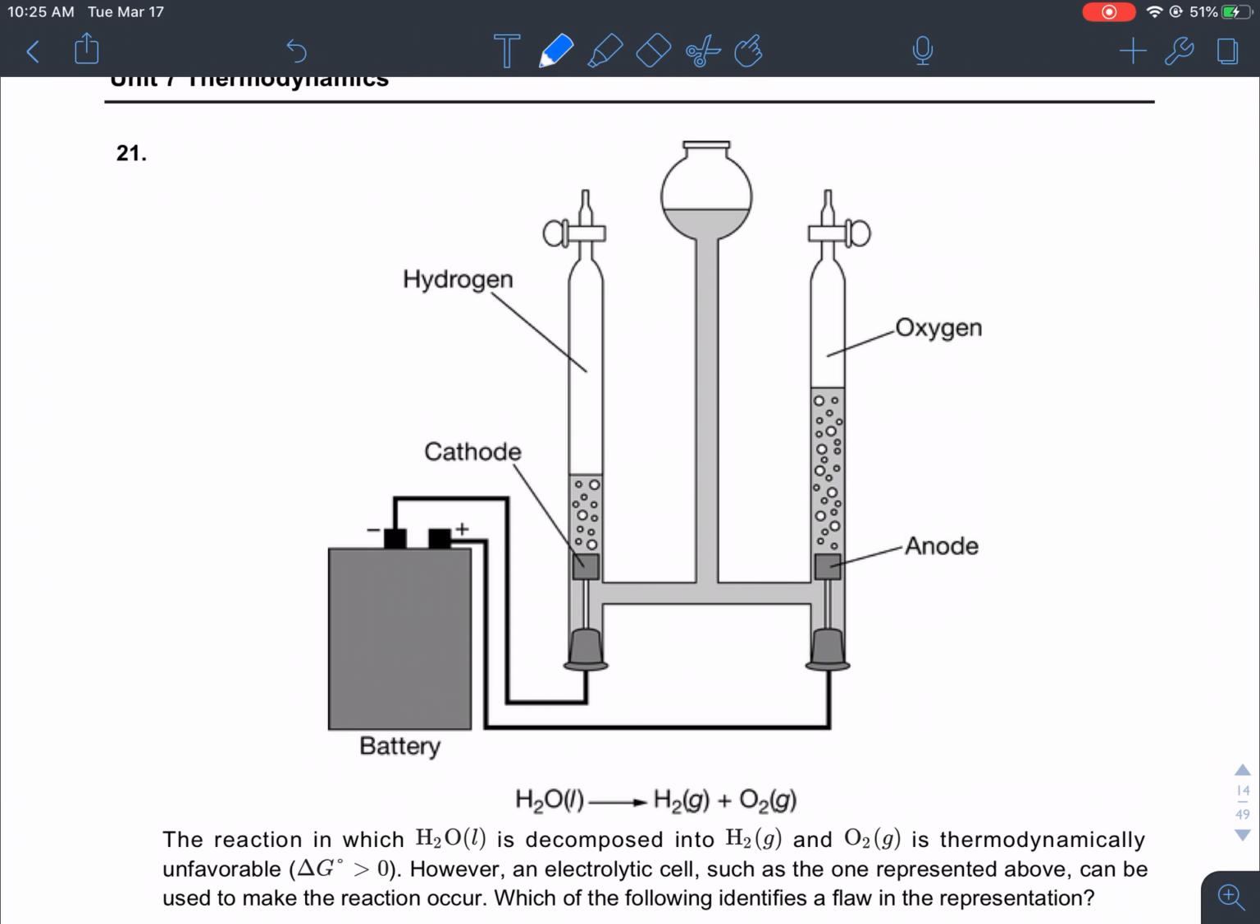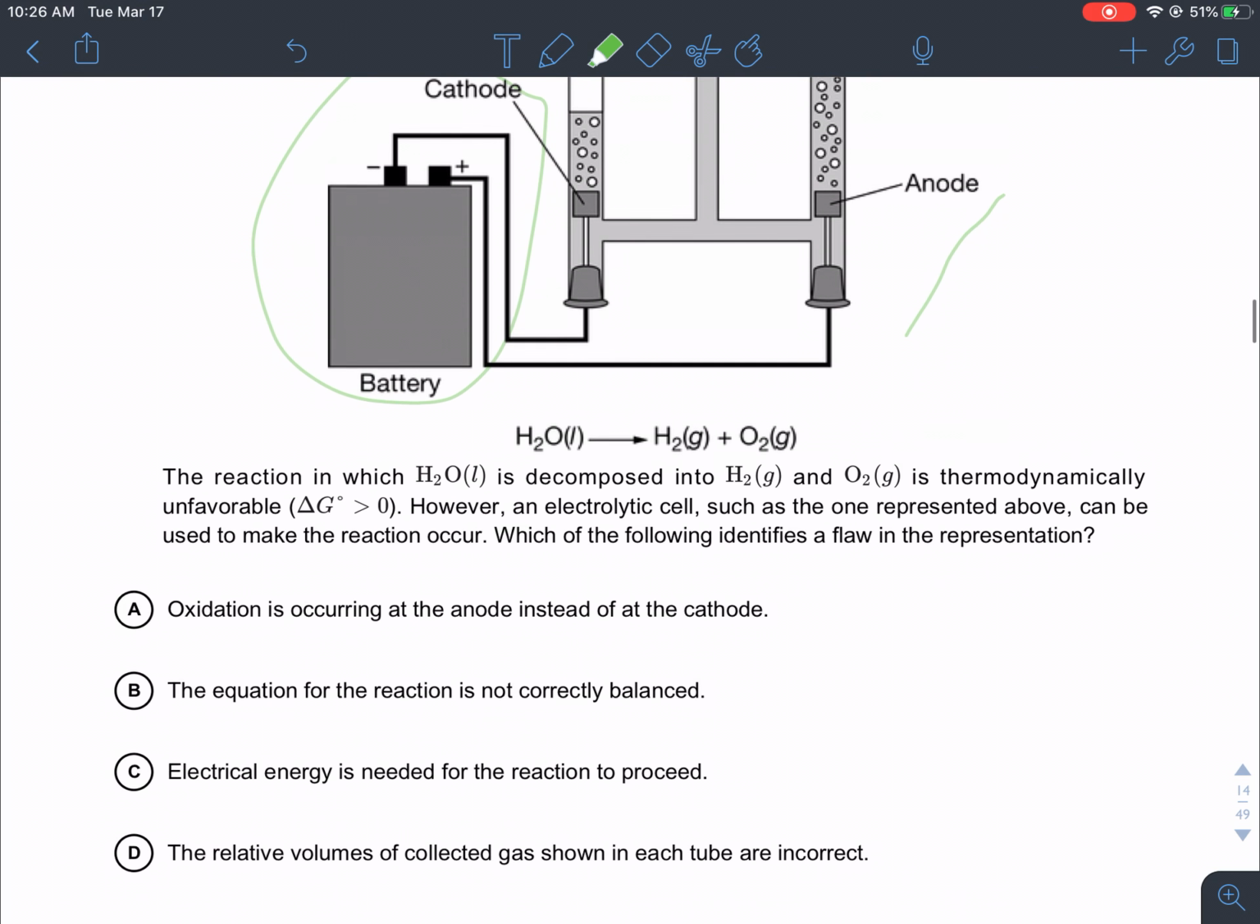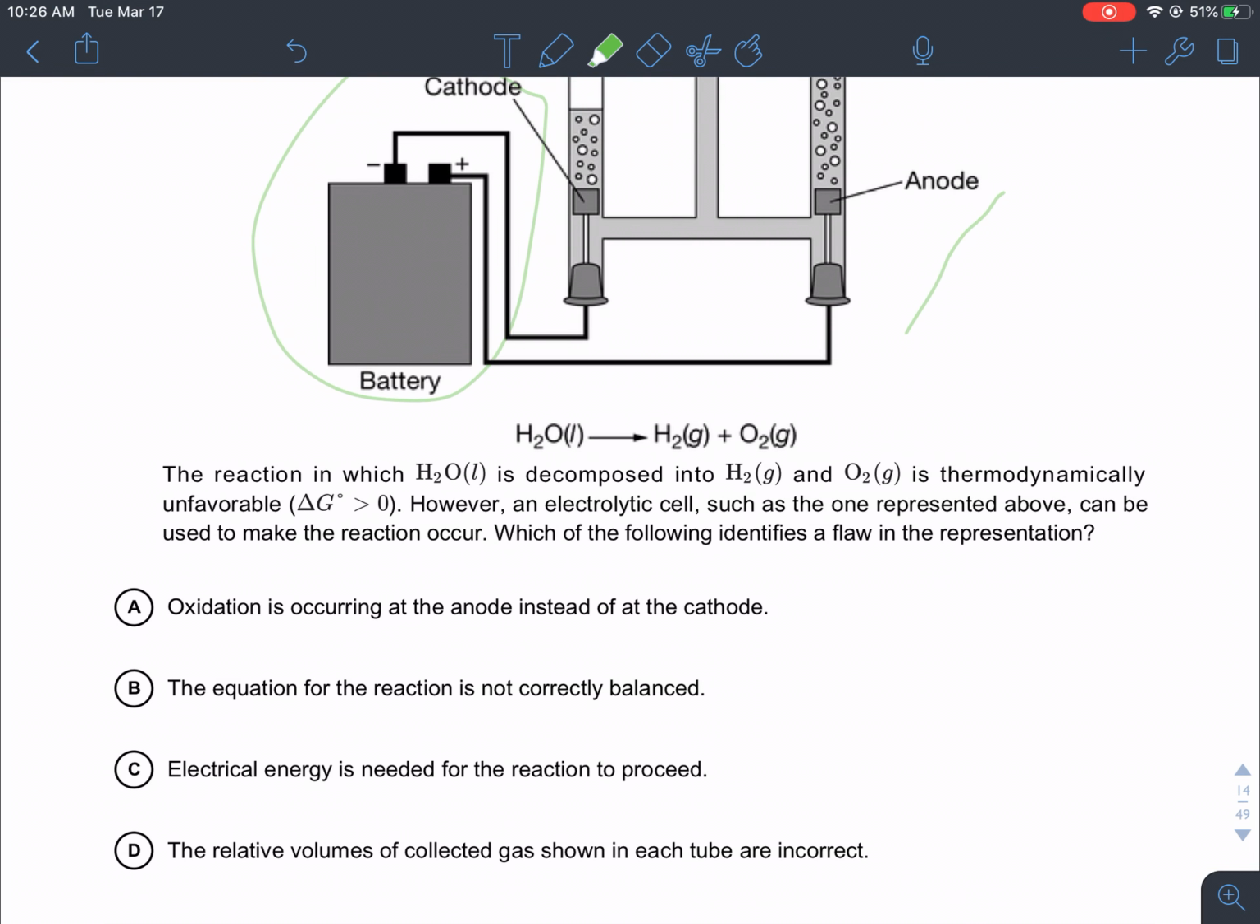H2O, H2O2, the reaction in which H2O is decomposed into H2 and O2 is thermodynamically unfavorable. Delta G is positive. You know how you know that this is also an electrolytic cell? There's a battery. There is an outside source of power. However, an electrolytic cell such as the one represented above can be used to make the reaction occur. Which of the following identifies the flaw in the representation?